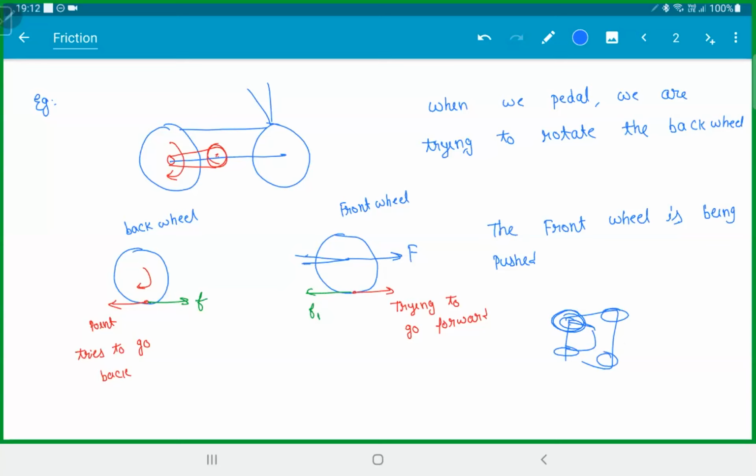If it's a four-wheel drive, friction will be forward for all the wheels. Means somehow, if you can connect this pedal to the front wheel also, then friction also will be forward.